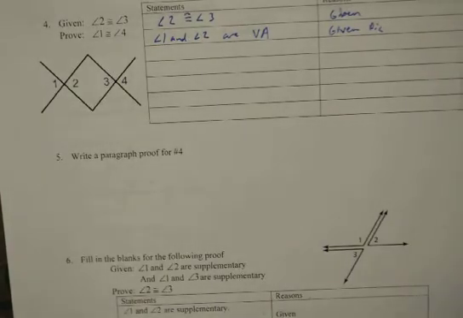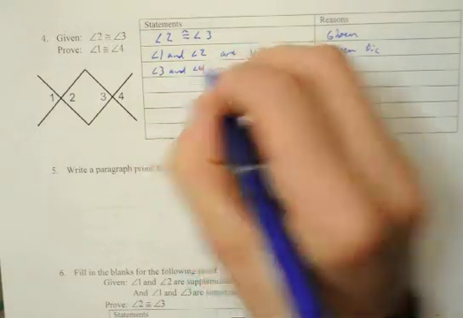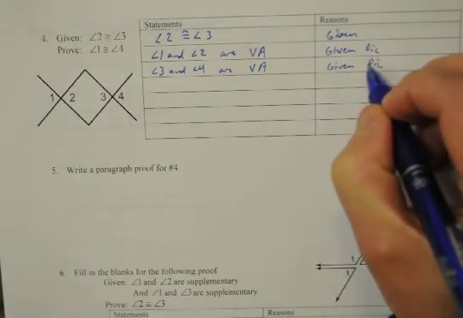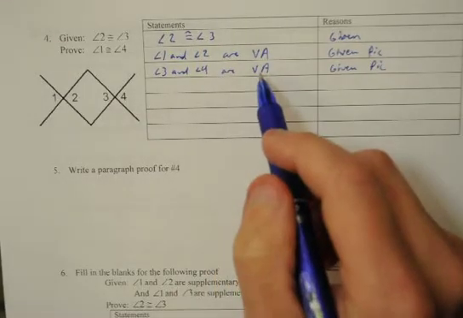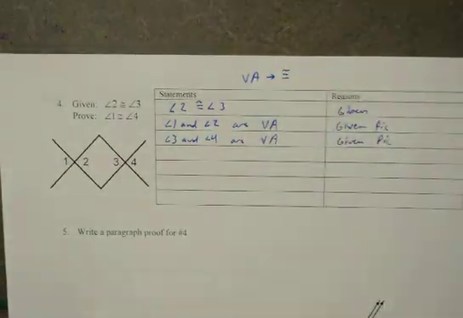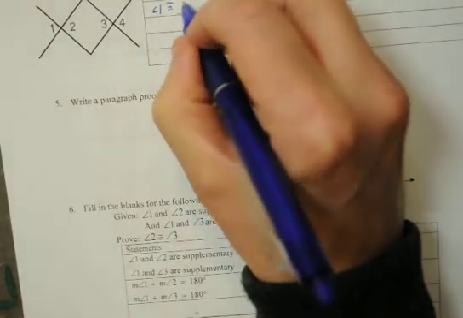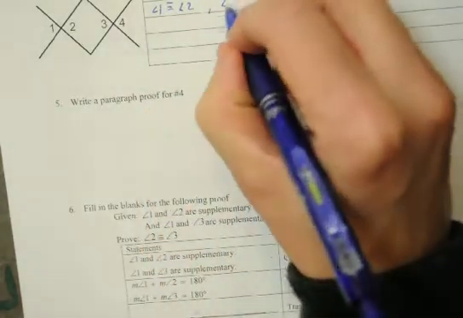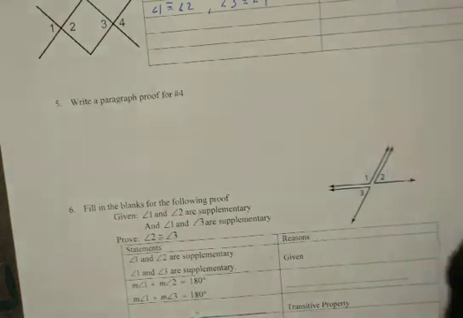That's also true for angles 3 and 4. Angle 3 and angle 4 are vertical angles given from the picture. Now, what does vertical angles imply? Vertical angles imply, remember this, vertical angles mean congruent. So because 1 and 2 are vertical angles, we can say angle 1 is congruent to angle 2. And also I can go ahead and do this on the same line. Angle 3 is congruent to angle 4 because of the vertical angle theorem.